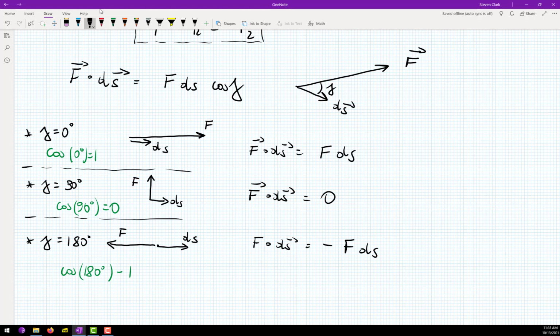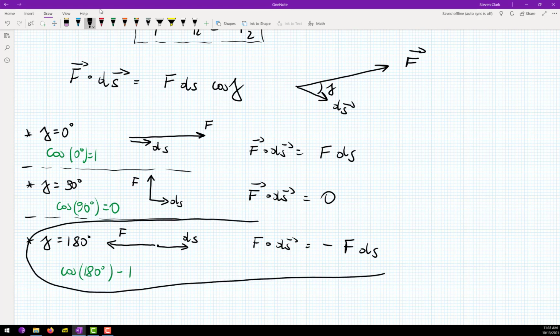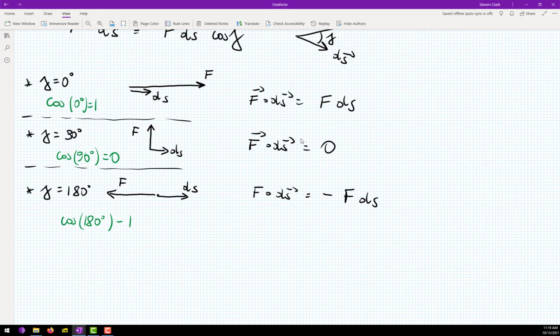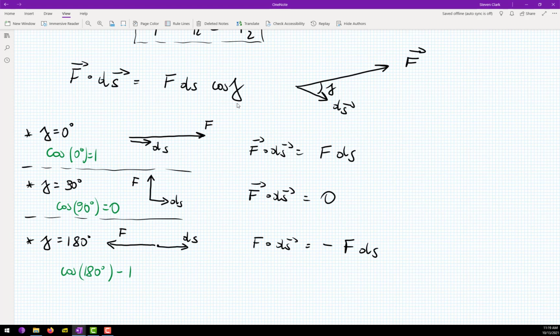Can you give me an example of such a force that dissipates energy? Friction, exactly. So friction causes negative work. It causes dissipation of energy. Questions?